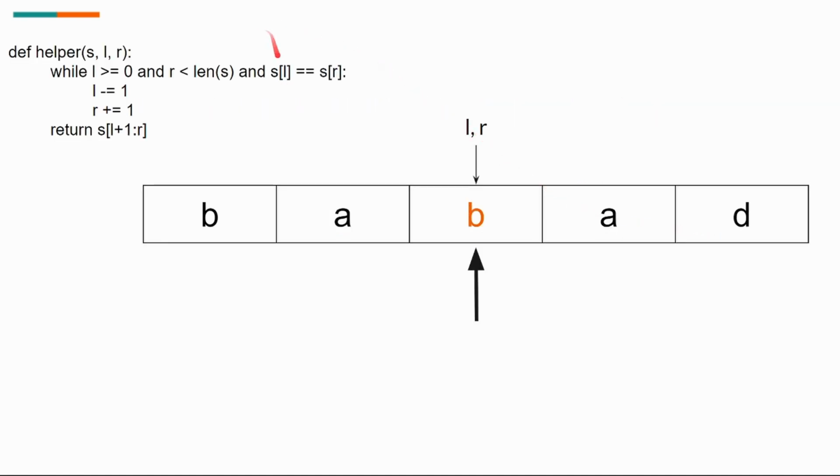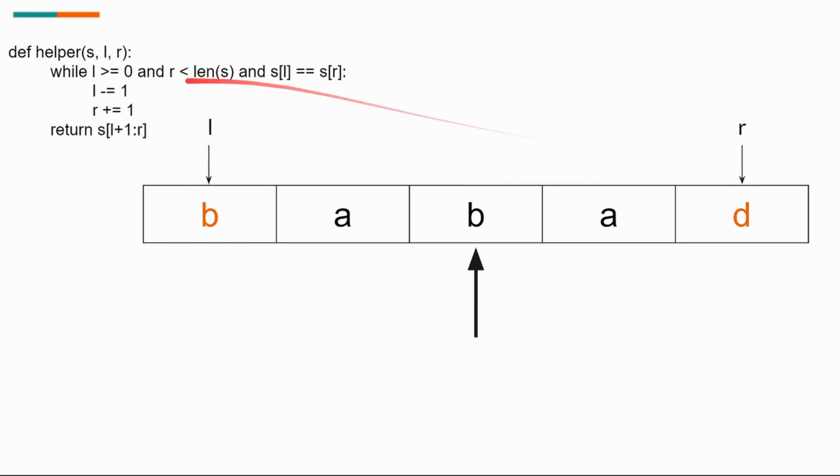So, we have a function called helper, which we pass in the string and then a left and right value. For an odd array, the left and right value would be like this. And then what you do is you see if they are equal. If they are equal, then you decrement L and you increment R. So now you're looking here. And since these are also equal, you decrement L and you increment R.